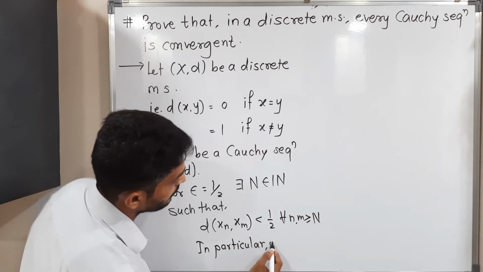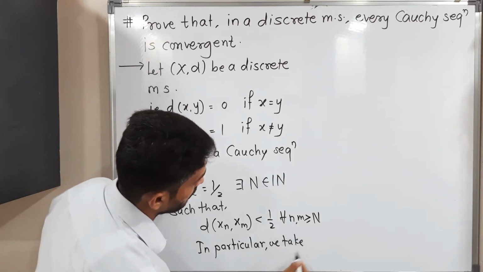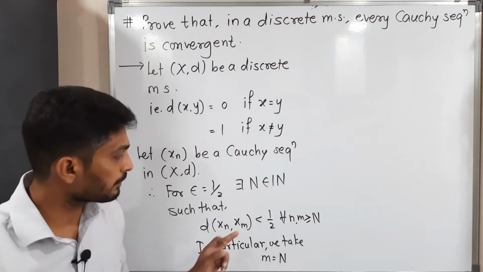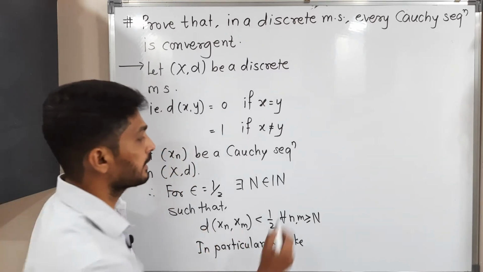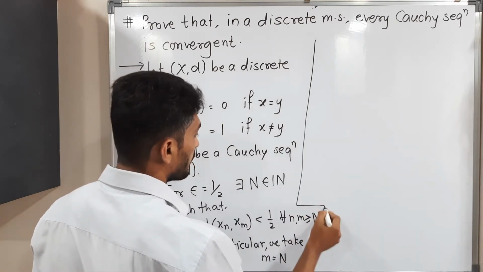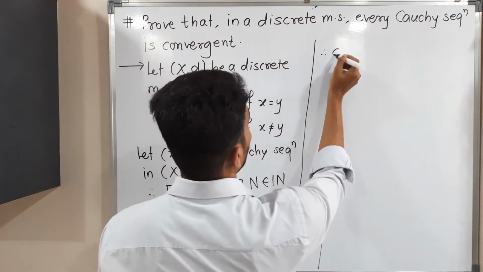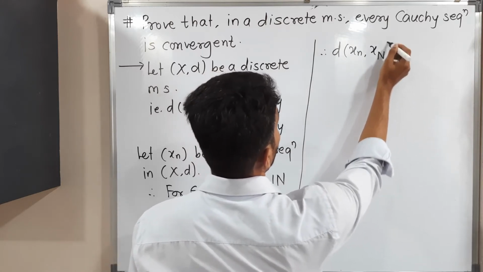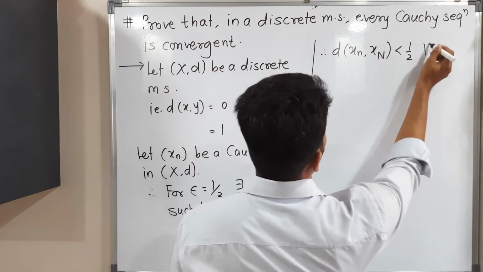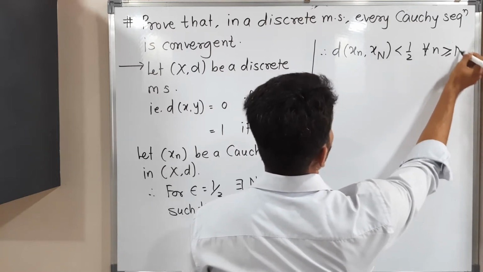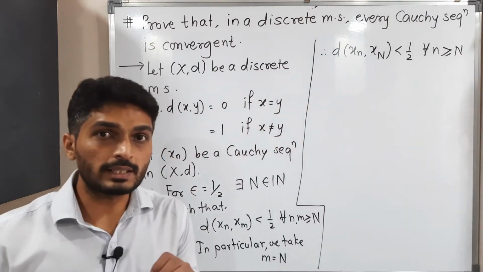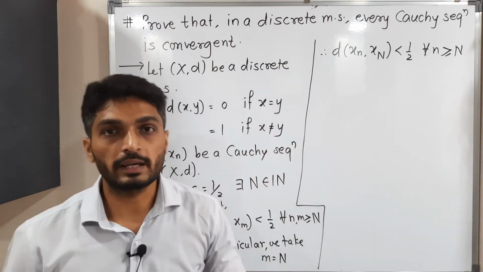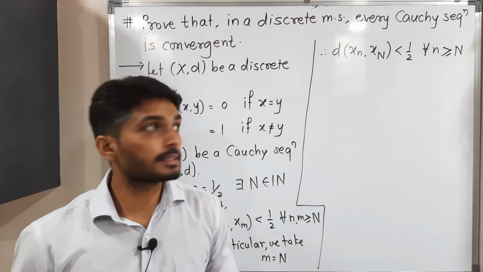In particular, we take m equal to capital N. So here we have n and m. Now in particular, what will I do? I will take m equal to capital N. Then what can we write here? Therefore d(xn, xN) < 1/2 for all n greater than or equal to capital N. Since we have fixed m, it cannot vary, it is fixed at capital N. So small n can vary here. The distance is less than 1/2.